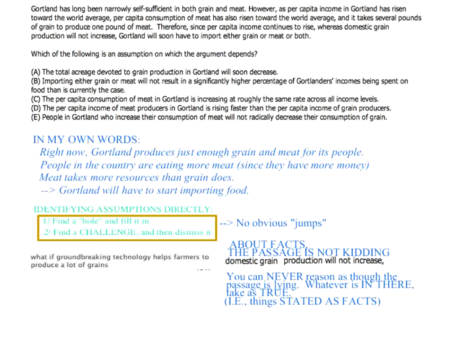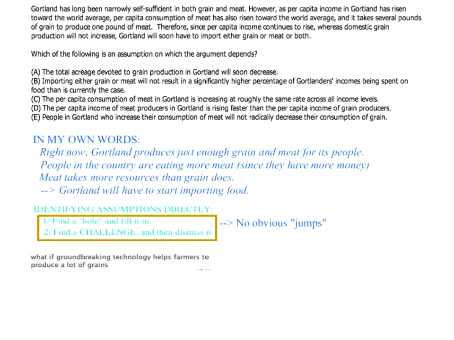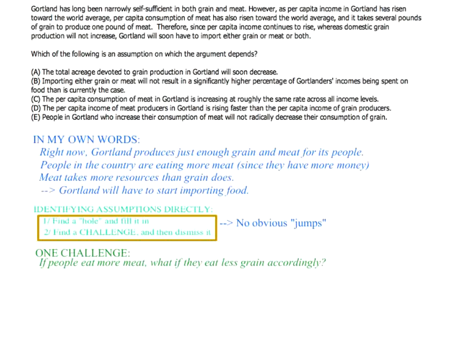So, one thing you might come up with as a challenge is, people don't just eat more of everything. Unless they're on those reality television shows that are all about people who weigh 600 pounds. But except for those people, if you eat more of one thing, then you probably are going to start eating less of another thing. So one challenge that you might reasonably come up with here would be, what if they eat lots more meat, what if they eat less grain accordingly? Because right now the argument seems to be assuming that people will eat more meat and still keep eating just as much grain as they currently are.